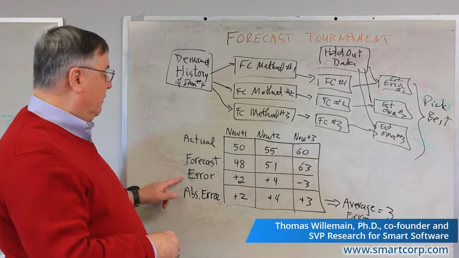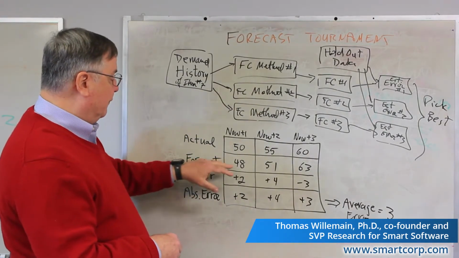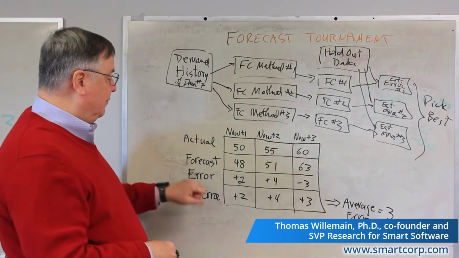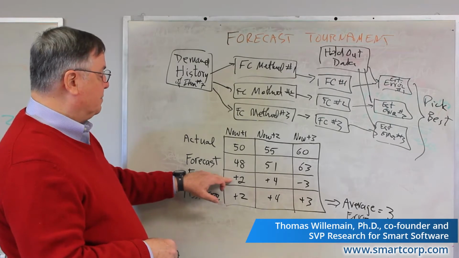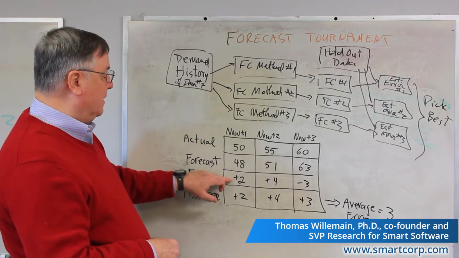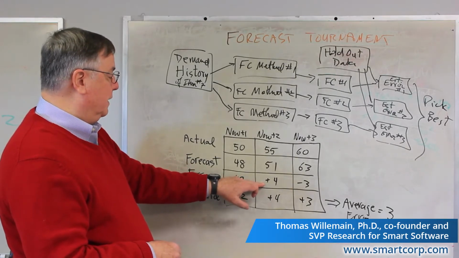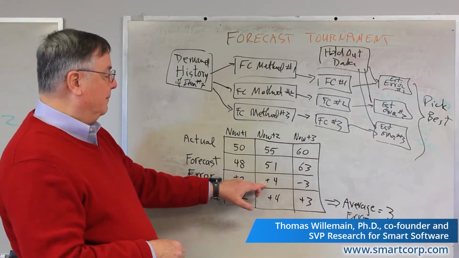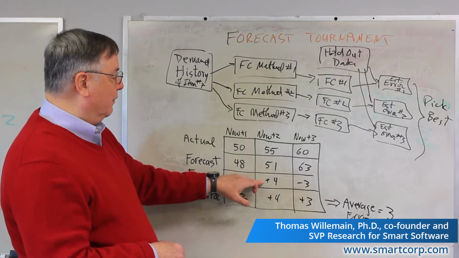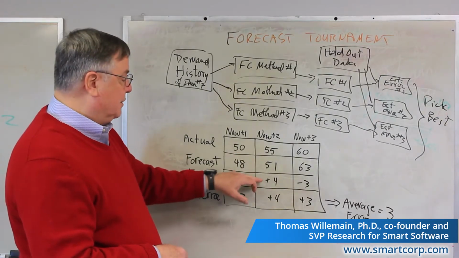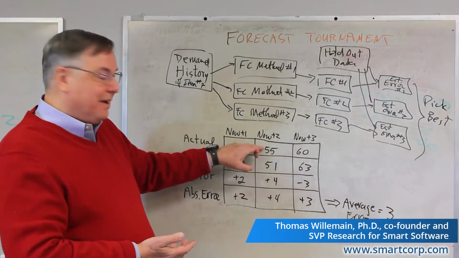Well, here's the error, which is the actual minus the forecast. So the error in this case was plus 2. The actual was 2 above. In the second period into the future, the error was plus 4. In other words, if we took the forecast and added in the error, we would get the truth. So if we'd have just gone up 4, we would have hit it exactly.